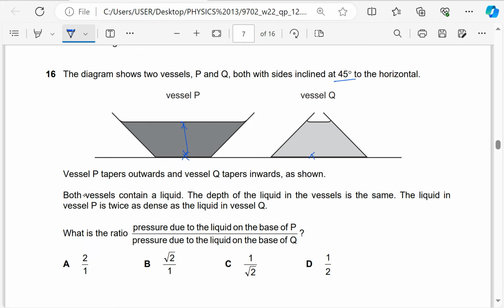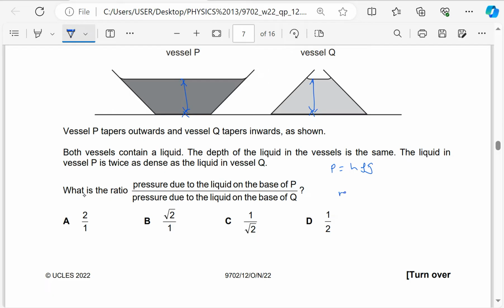So H is the same for both. And remember, pressure is equal to H times density times G. So I'm going to find the ratio directly. So pressure due to the liquid in P, the depth is the same. They said the liquid in P has twice the density of the liquid in Q. So if Q is rho, for P it is twice rho. So this will be H times twice rho, then times G. Then I divide by Q, which will be H, the density is rho, then times G, which is going to be 2 over 1. So the answer is going to be A.